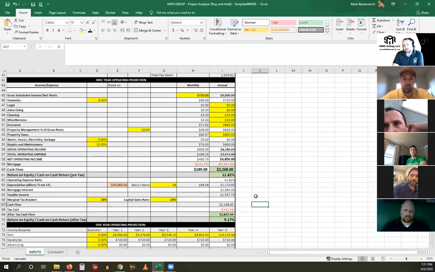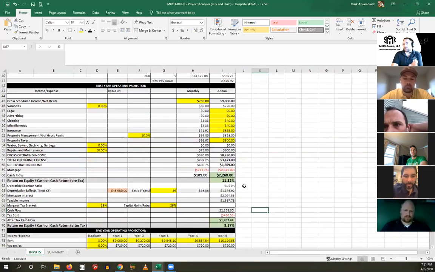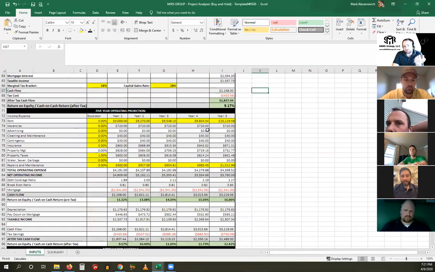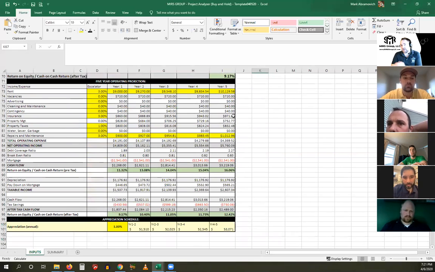That's pretty much it for the analysis, right? This is what I would buy a property on. This is how I analyze it, and this is what I look at. Now, further down the page is the five-year operating projections. What this allows you to do is set the different escalators here, by what percentage things are growing year over year, and how it's affecting your return.